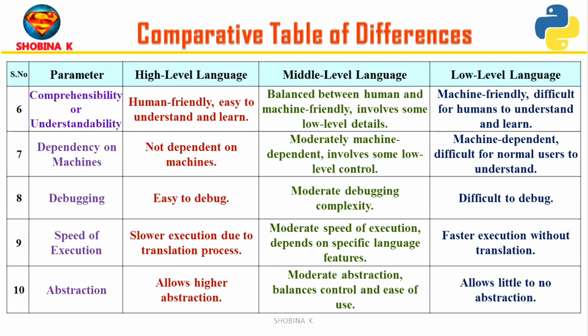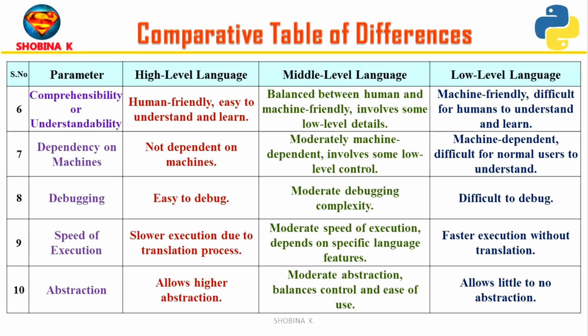And next, we have execution speed. In high-level language, the execution speed is reduced due to the translation process. Assembly language has a moderate speed of execution, which depends on specific language features, whereas machine language has faster execution without the need for translation.